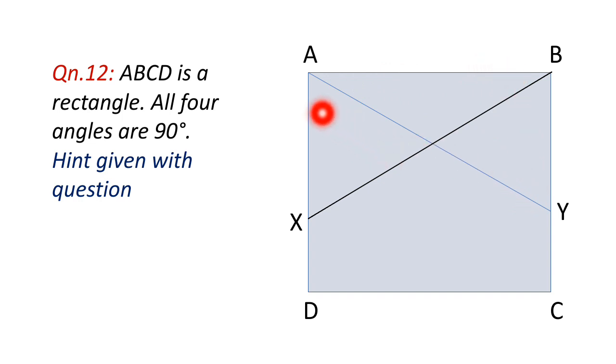Like here this angle A is 90 degree, this whole angle B, this complete angle B is 90 degree. Like here also this C is 90 degree, this D is 90 degree. So you can take those as 90 degree. You can consider those triangles like this one ABX. So hint is given. You see the hint and try to solve this one.